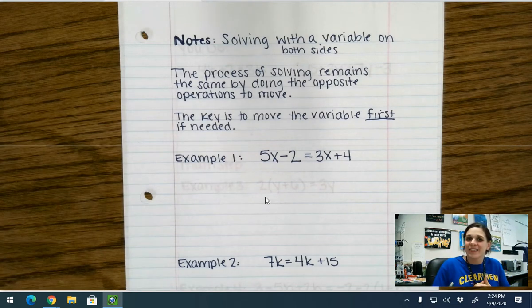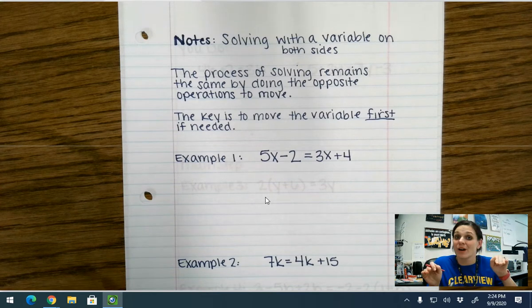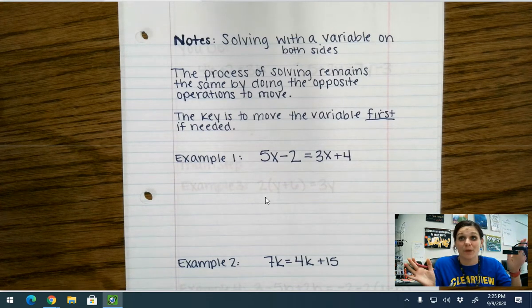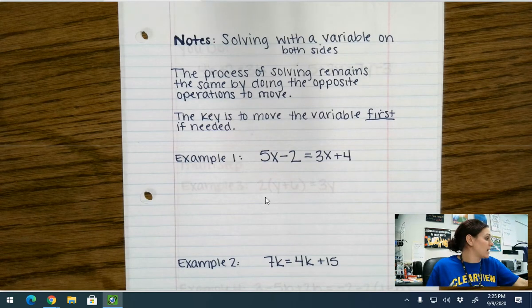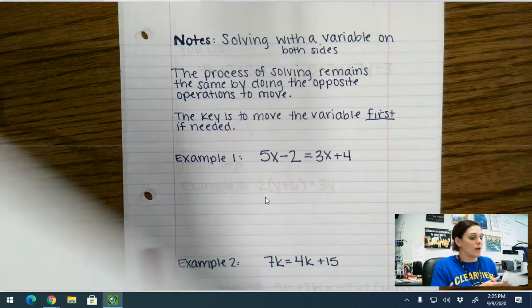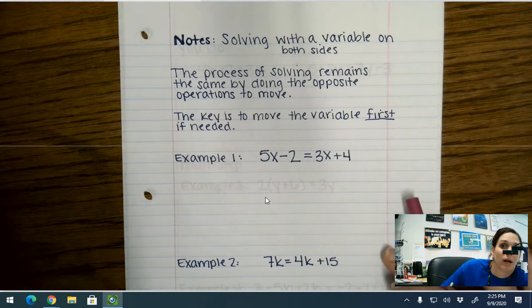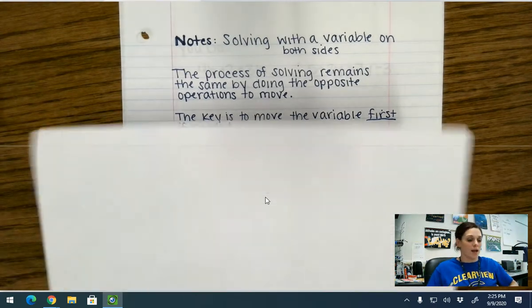Hey guys, so in this video, we are specifically going to be looking at equations with variable on both sides. So our solving process is exactly the same, all right? However, we're going to still be doing kind of that opposite operation. So I'm going to go ahead and find a piece of paper and cover up part of this. So we're going to go ahead and start our notes.